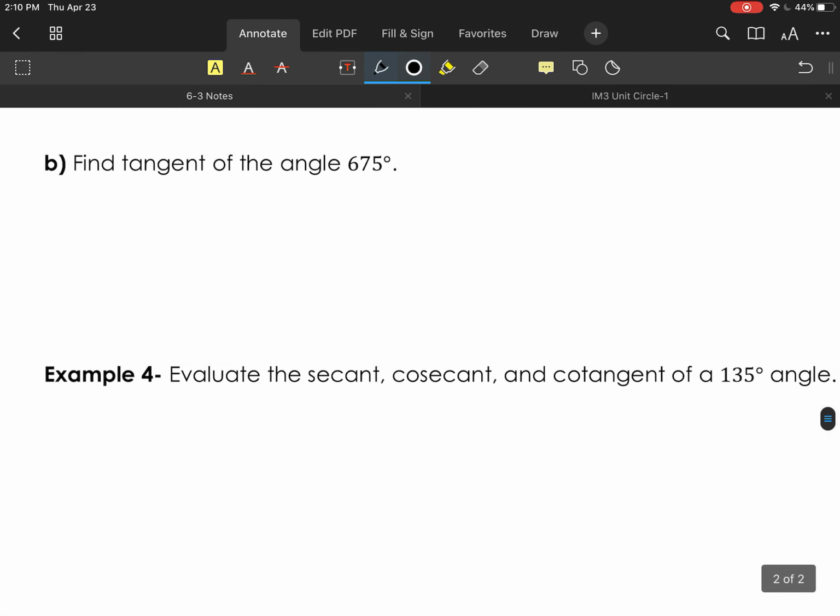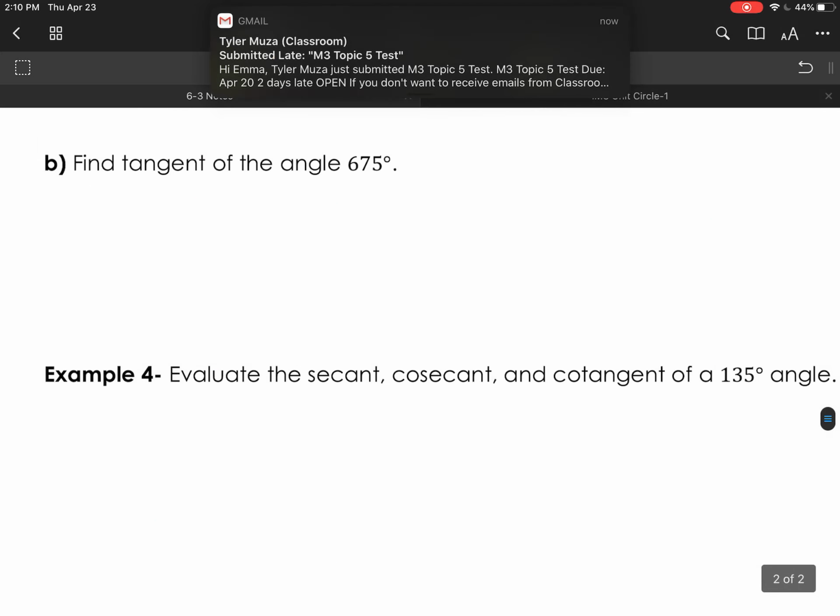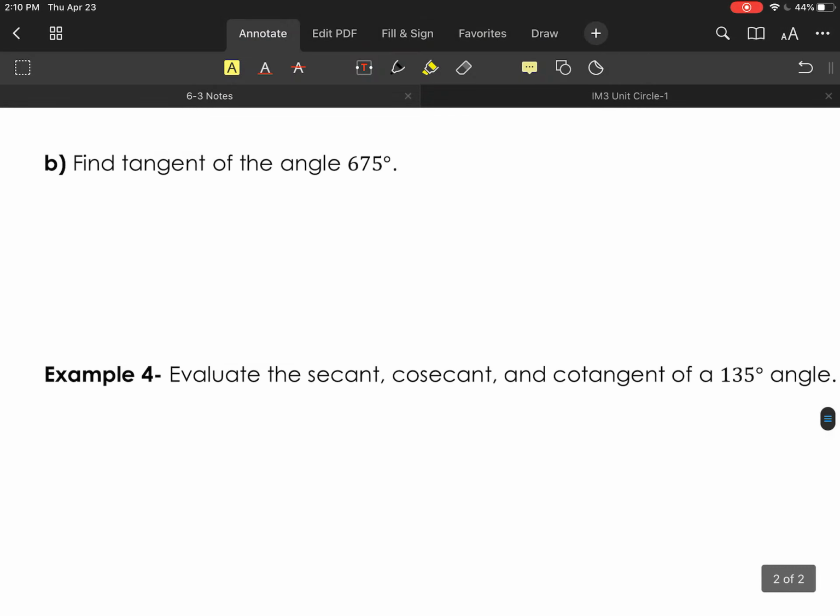All right, then letter B, 675. If you look at your unit circle and you look for a 675 degree angle, you will not find one, okay? Because again, the angles only go up to 360 degrees. So what I'm going to do instead is find a coterminal angle, okay? I'm going to find a coterminal angle that lines up with 675.